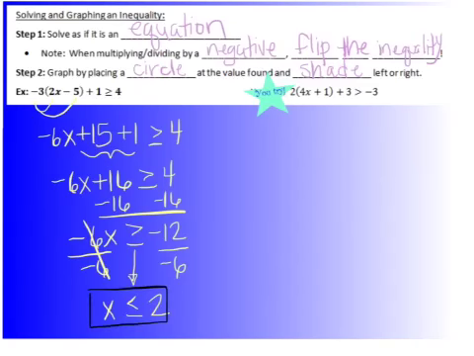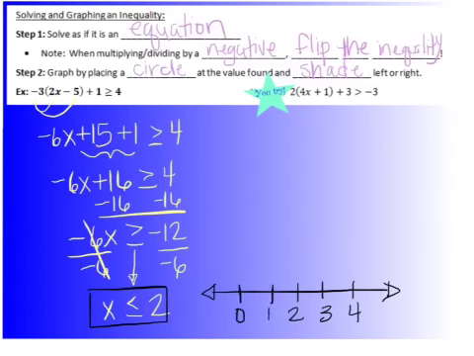X is less than or equal to 2. I want to graph that now, so here's a number line. I'm going to put 2 right in the middle. I need a couple numbers after 2, so 3 and 4, and a couple numbers before 2, so 1 and 0.